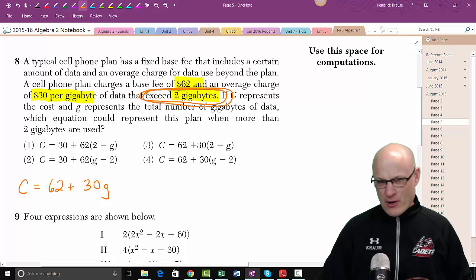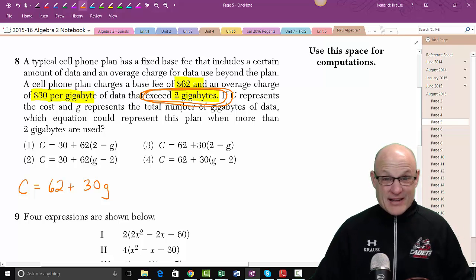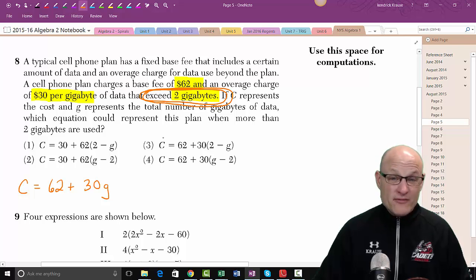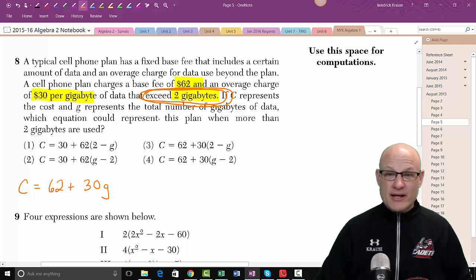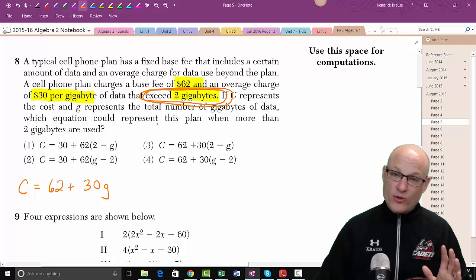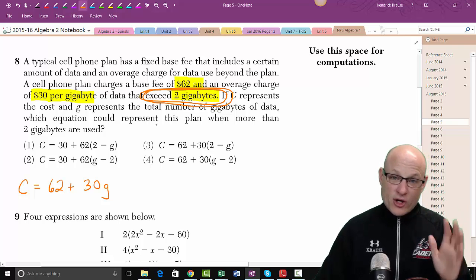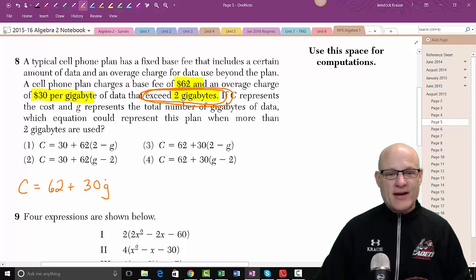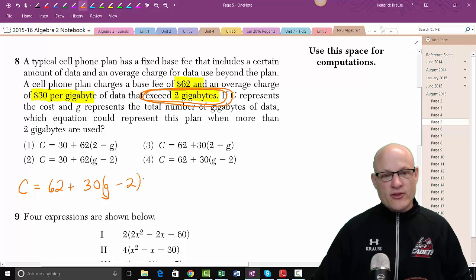Anytime they start with a problem like this, and you're going to see it on a lot of these Algebra 1 Regents exams, you have to get rid of the original 2 gigabytes because you're not multiplying by 30 to those. You're only multiplying by the gigs that are above 2. And when you get a problem like that, you have to put the gigabyte usage in parentheses and subtract it off. So there's the equation.